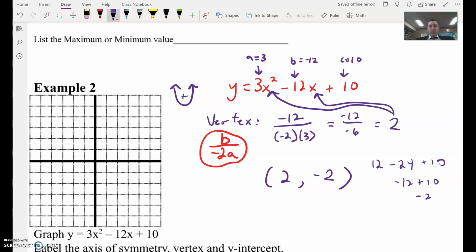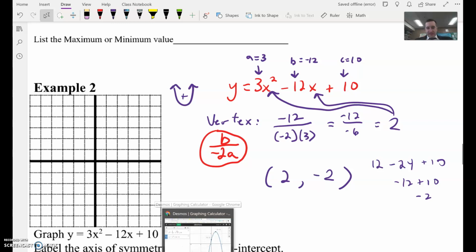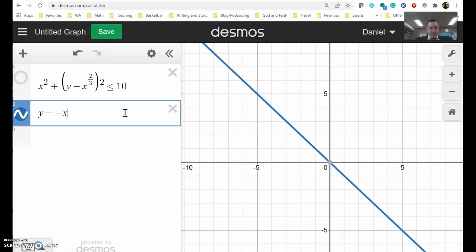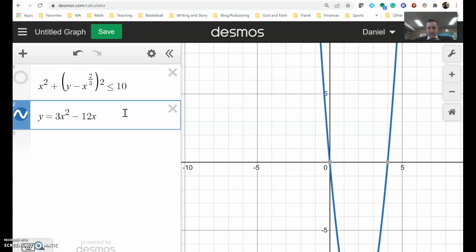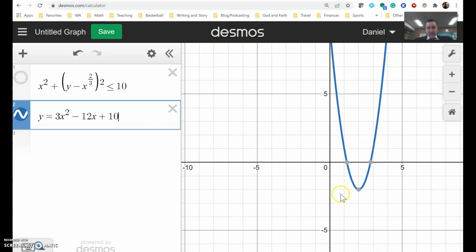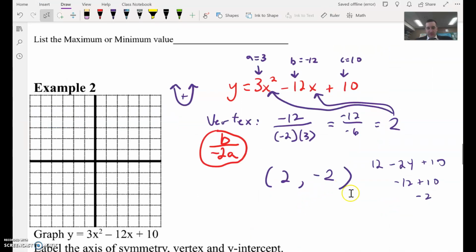I like to check my work. I encourage you to as well. Let's go and see if the vertex is 2, negative 2. 3x squared minus 12x plus 10. Is that 2, negative 2? And what did we say it was going to be? 2, negative 2? Booyah! Okay, we got it.